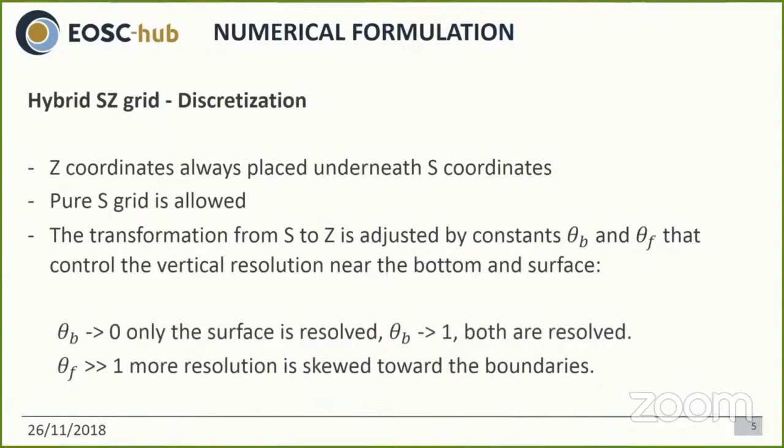The transformation from S to Z is adjusted by constant θb and θf that control the vertical resolution near the bottom and surface. When θb tends to 0, only the surface is resolved. When it tends to 1, both are resolved. When θf is much greater than 1, more resolution is skewed towards the boundaries.